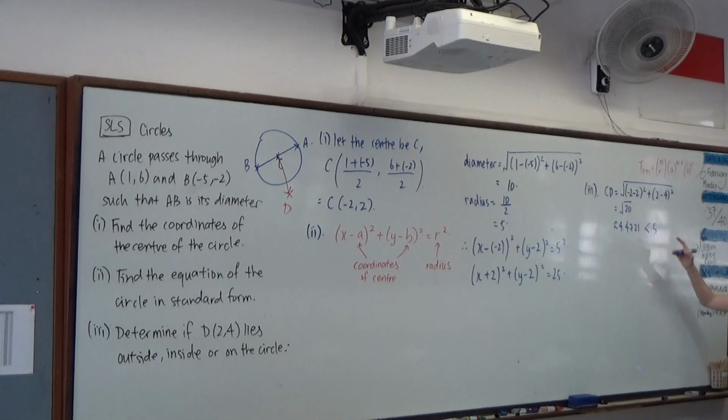That is lesser than 5. So it is lesser than the radius, hence D lies inside the circle. The question asks whether it is inside, outside, or on. I don't know why some people in this class give me yes and no as answer. I don't know what it even means. Yes what, no what? Answer the question please.